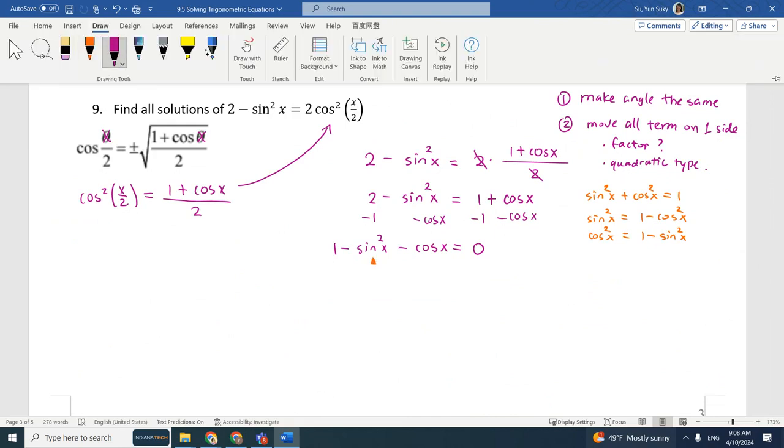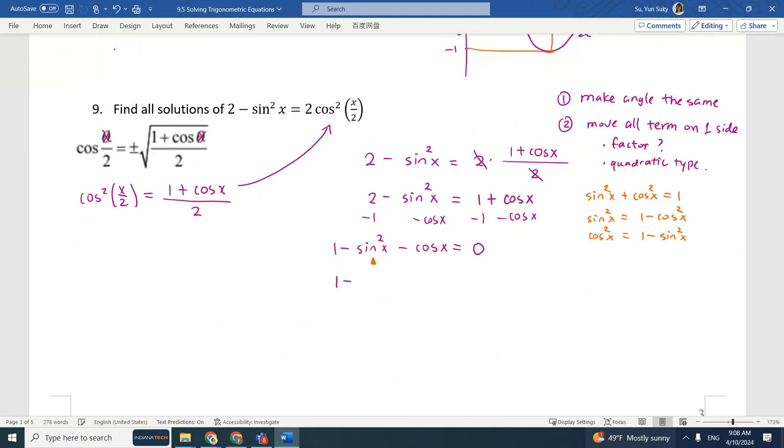Therefore, what is sine squared? Usually when you see the sine squared, you use this formula, and then you plug in 1 minus cosine squared. And the next term, negative cosine x, equals 0. So far, so good, everybody? You plug in the sine squared is 1 minus cosine squared.